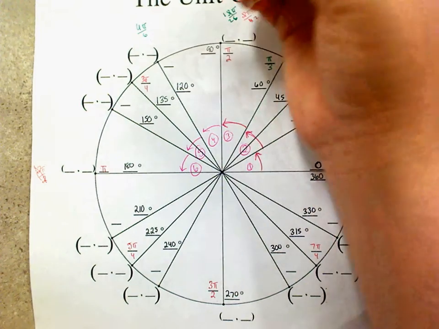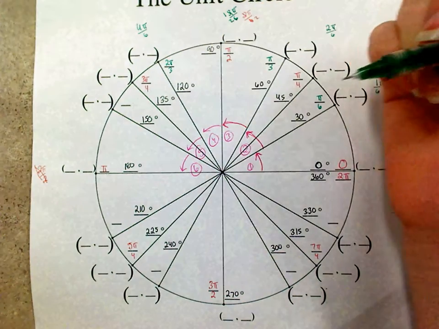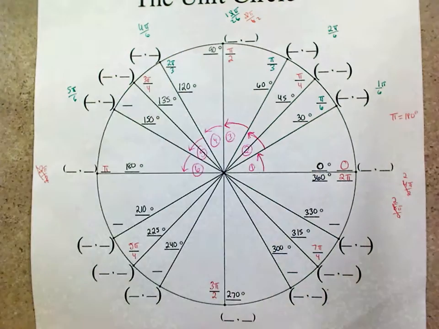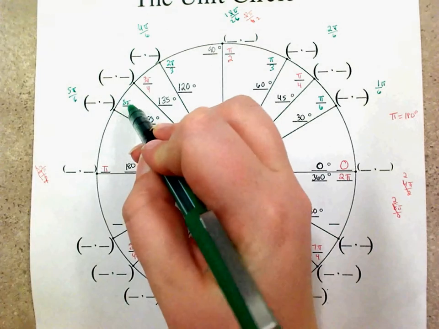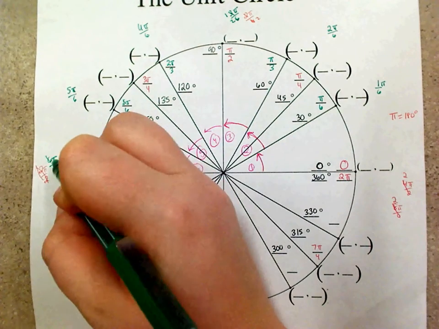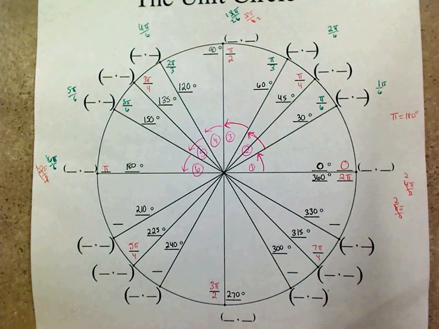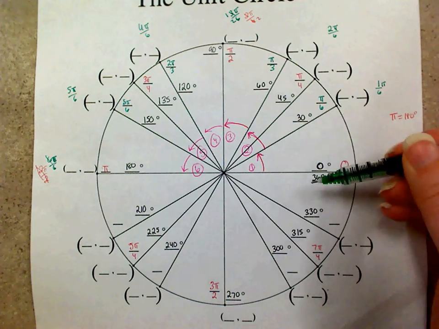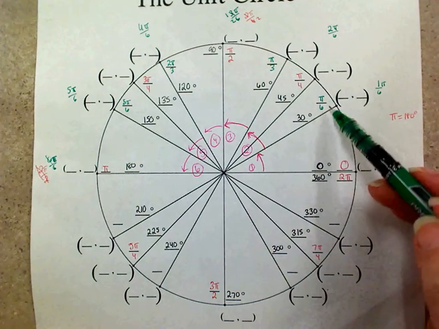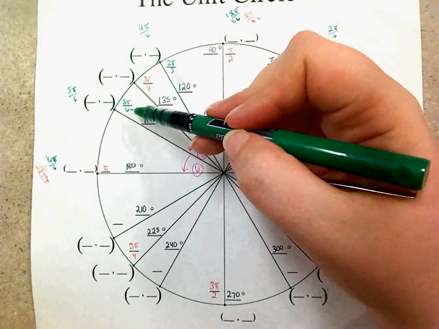4/6 simplifies down to 2/3. And then I've got 5/6, which does not simplify, so I might as well just write that in there, 5 pi over 6. And then I have 6/6, which is again just pi, which we already have. So counting by 6, all the 30s, so 30 degrees, 60 degrees, 90, 120, 150, 180. 1/6, 2/6, 3/6, 4/6, 5/6, 6/6.